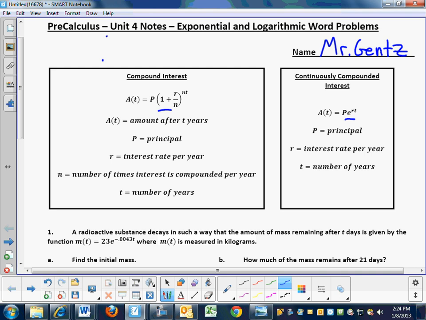The way we calculate the amount of money after a certain time is equal to P, which is principal. What's principal? Your initial investment. Your initial investment times 1 plus whatever the rate is divided by n, the number of times it's compounded during that year. So instead of just once, maybe it was twice or 4 times, to the n times t, t being the amount of time.